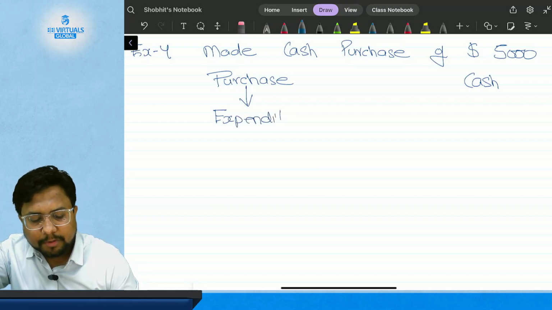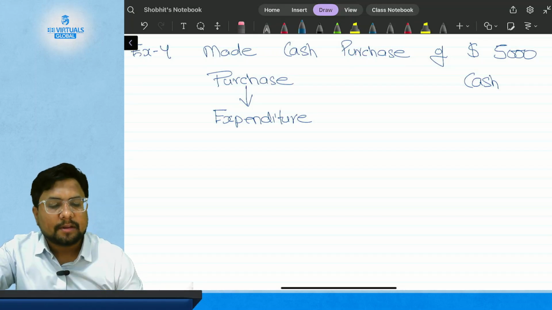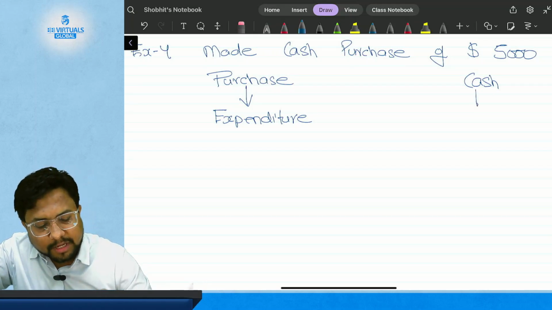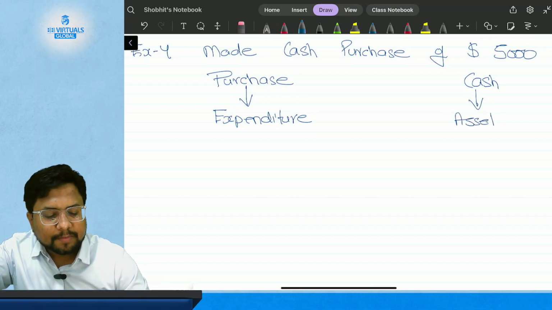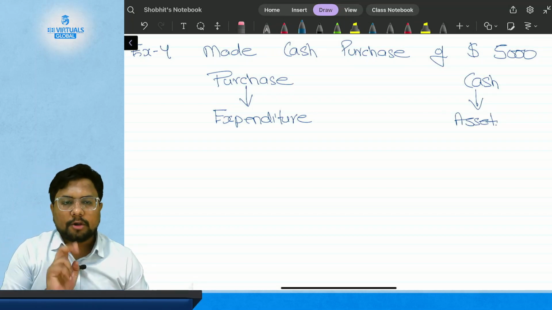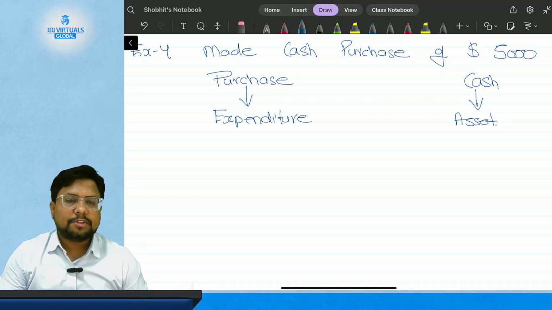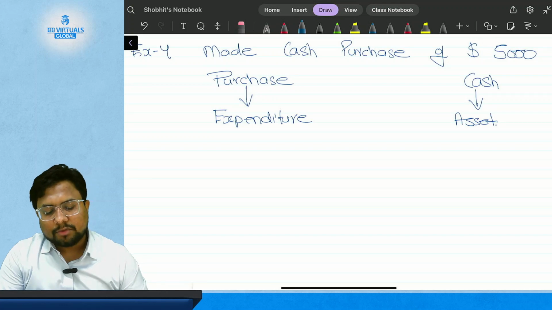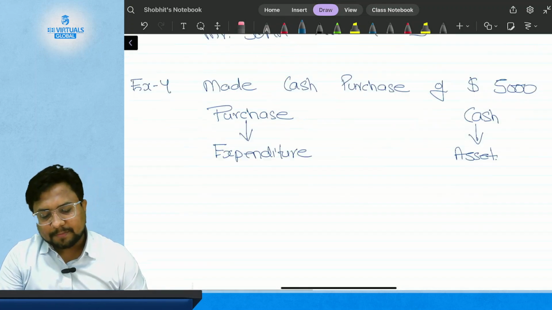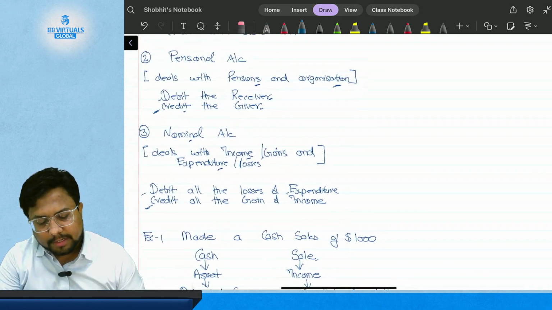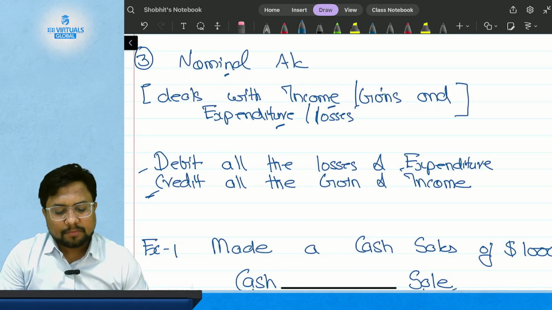We have studied in chapter 2 what is purchase, what is sale. Purchase is expenditure, sale is income. And when it comes to cash, what is my cash? Cash is my asset. So there are two elements in this illustration, purchase and cash. Purchase is my expenditure, so we must go to the rule that deals with expenditure. The nominal account rule deals with the expenditure.